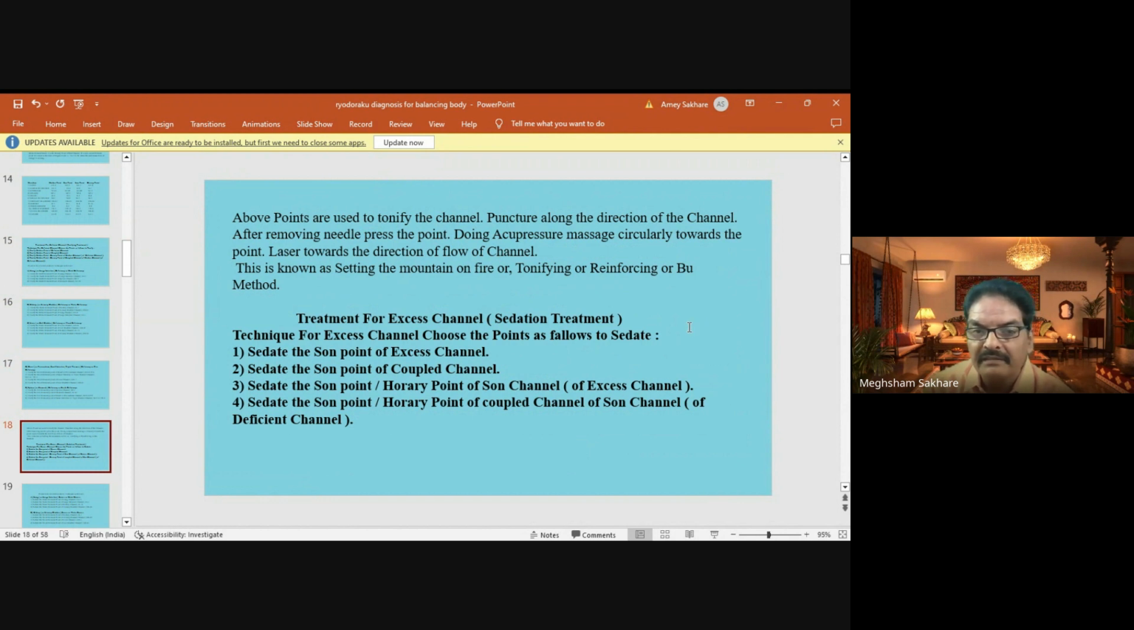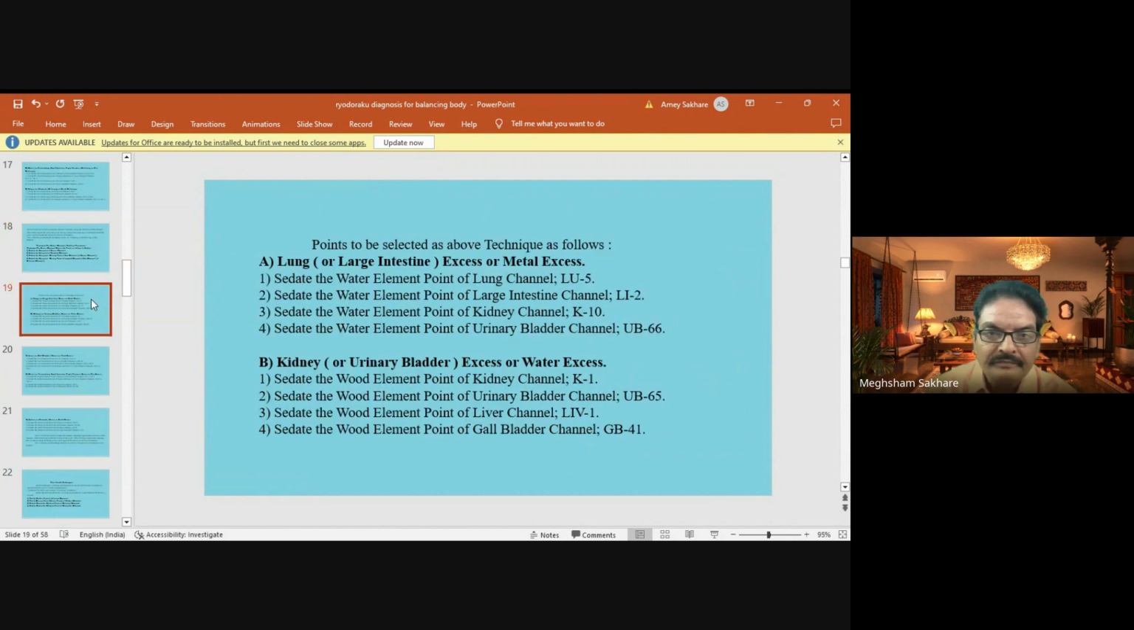Now next, treatment for sedation. Technique for excess channel. Choose the points as follows to sedate. Sedate the son point of the excess channel, the same points, son point. Sedate the son point of the coupled channel. Sedate the son point or horary point of the son channel of the excess channel. Sedate the son point, horary point of the coupled channel of the son channel of the excess channel. Now points are to be selected as above.